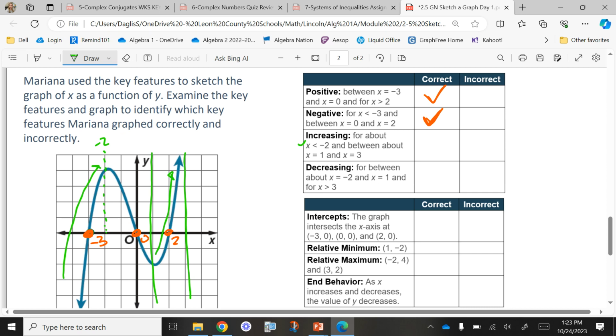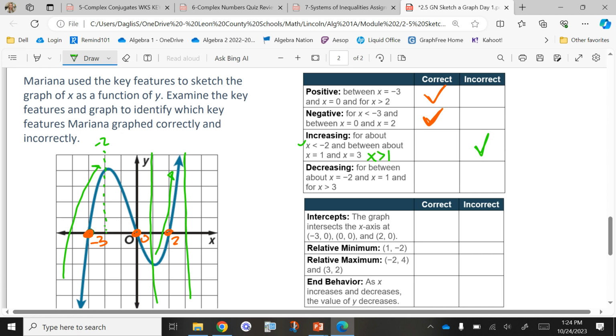Less than negative 2, we are increasing. And between x is 1 and x is 3. Oh, you know what it is? Hey, stay with me. The problem is my graph does not stop at 3. Okay? The graph does not stop at 3. So technically she's incorrect. We should say just greater than 1.